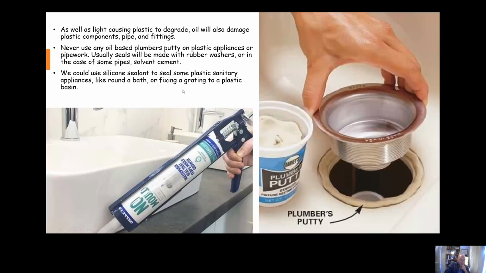Worth noting, when it comes to plastic, as well as light that can cause it to degrade, oil can also cause plastic components to break down. So never use any oil-based putty, for example, or any oil-based products on plastic appliances or pipework. Normally you make your seals with a rubber washer, or solvent cement in the case of pipework sometimes. But you can also use silicone sealant to seal round plastic appliances, like baths, or if you ever fix a grating into a plastic basin, for example.